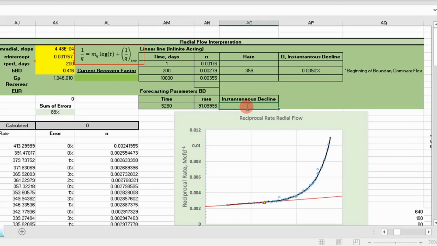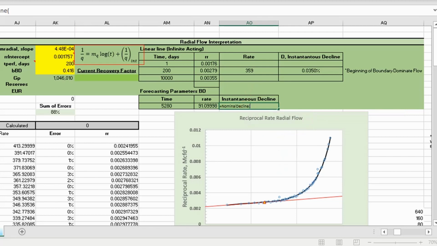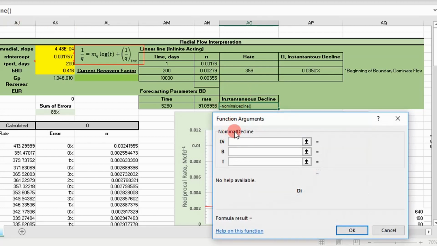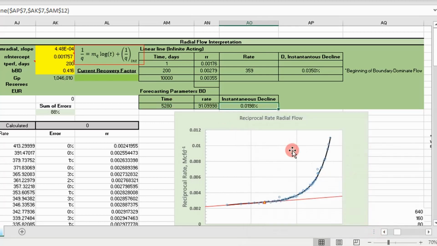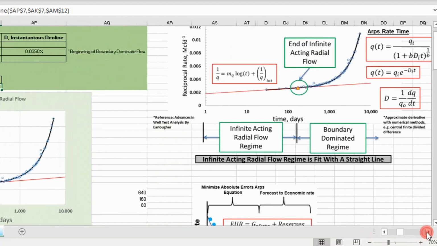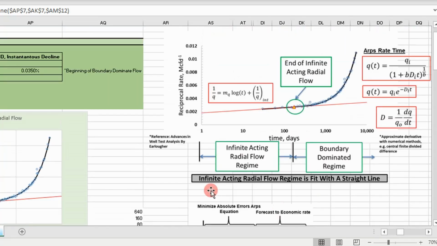And so our instantaneous decline at this point is a function we used in our rate time interpretation video. It's going to take our initial decline, b boundary dominated, and our time produced. Okay, so we have our decline now at this point right here, our final point, which is also right here on this graph. And so now we want to project forward to our economic limit.